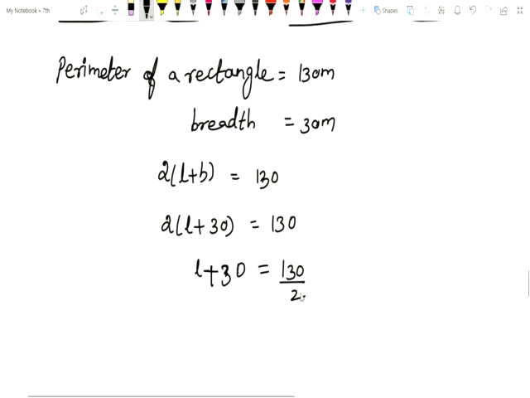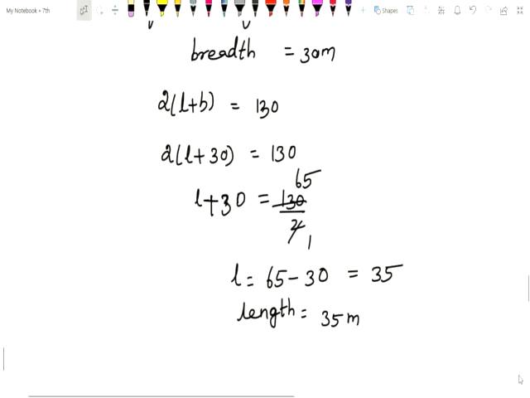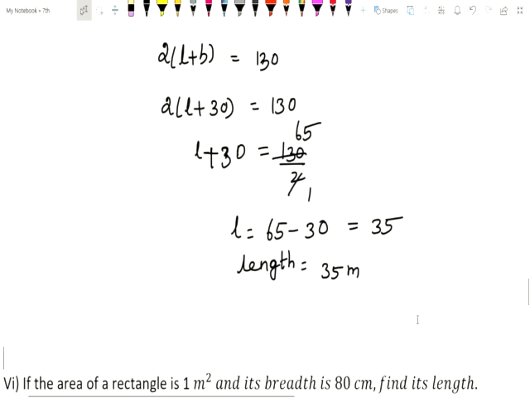So when we divide this, what will you get? 2 ones are 2, 2 6s are 12, and remaining 1 10, 5 2s are 10. Now L equals 65 minus 30, because addition will change to subtraction on the other side. So 65 minus 30, what will you get? 35. So length equals 35 meter. Next we need to find out area.